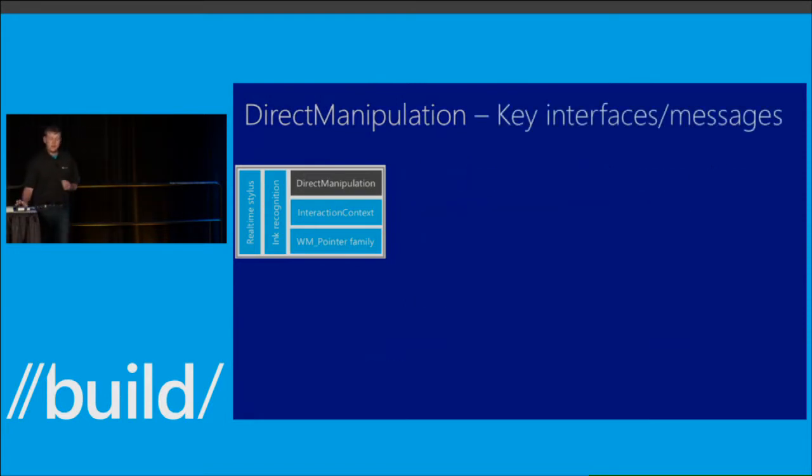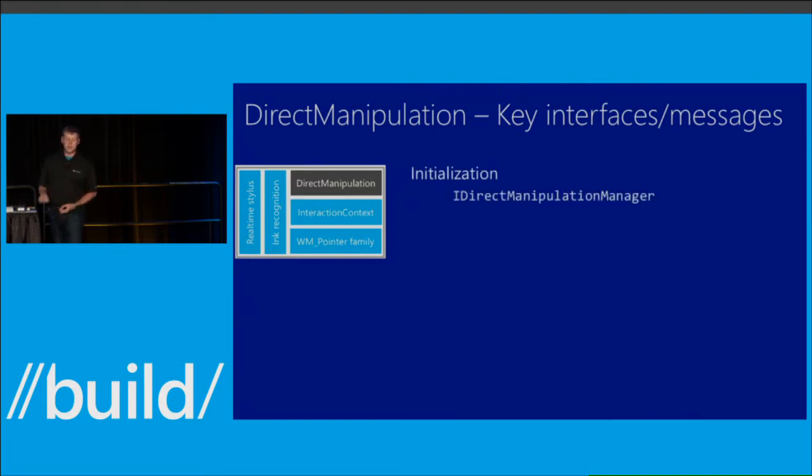All right, so now let's take a look at what it's going to take to integrate direct manipulation into our app. There's kind of three phases that we're going to walk through again. The first one is initialization. And the first interface we're going to go after is the direct manipulation manager. Now, this is the factory object that allows you to create all the rest of your objects. It also has an activate and deactivate call on it. And this just informs direct manipulation whether you want it to process input or not on your behalf.